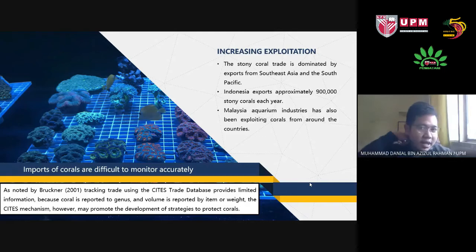So as you can see, it's very hard to monitor the exporting of coral when the volume is reported by item or weight. Sometimes they can't keep track of how many corals, or how large the corals, are exported. Sometimes in Malaysia there are irresponsible shoppers or retail shops that export coral from the wild, not cultured, to other countries at a high price. Okay, next.